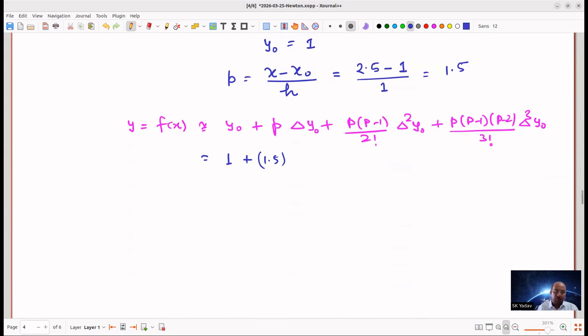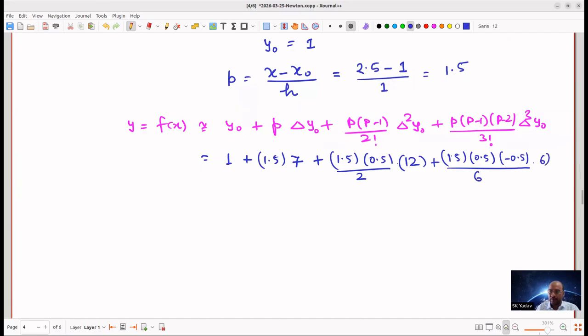So into we have 7, and plus 1.5 into 1.5 minus 1. So 0.5 divided by 2 factorial, which is 2 exactly, and into second difference is 12 here, and plus 1.5, then 0.5, and then 1.5 minus 2, so minus 0.5, and divide by 3 factorial, which is 3 into 2 into 1, so it is 6, and into I have third difference which is 6.